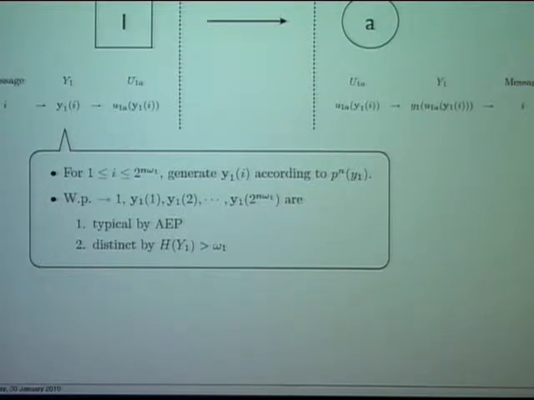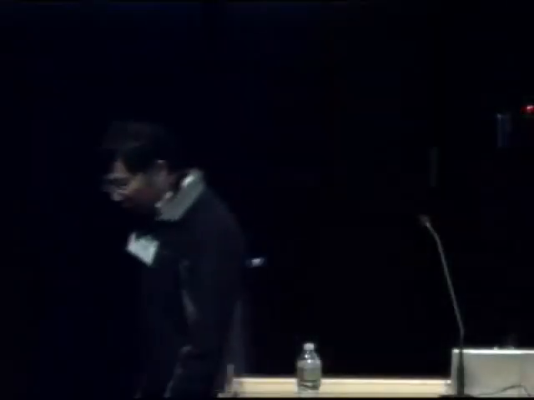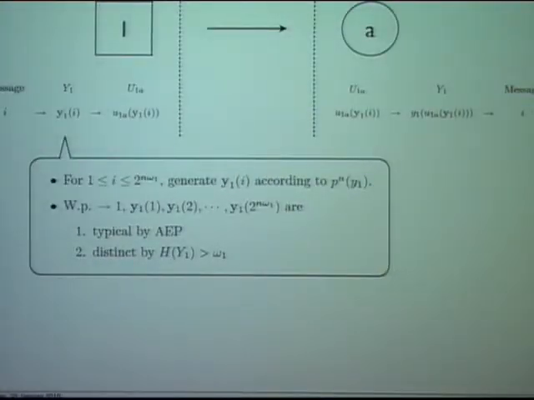Now first we generate a random codebook. For I between 1 and 2 to the power n omega 1, for each I, we generate an n-length vector y1 of I according to Pn of y1. So we use the distribution of the auxiliary random variable, and then we generate an n-vector for each I. With probability tending to 1 as n goes to infinity, these vectors that we generate, there are 2 to the power n omega 1 of them, are most likely to be typical by the asymptotic equipartition property. And also they are distinct by the fact that the entropy of y1 is strictly bigger than omega 1.